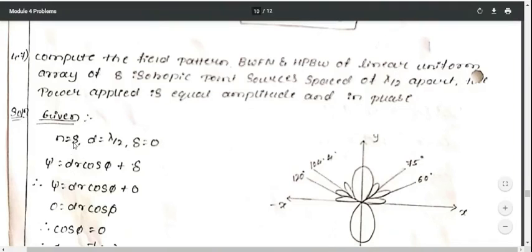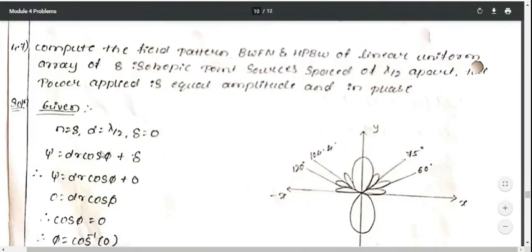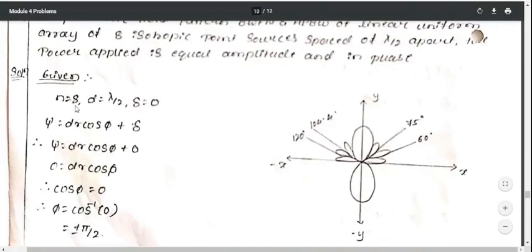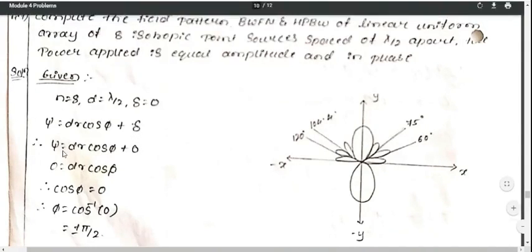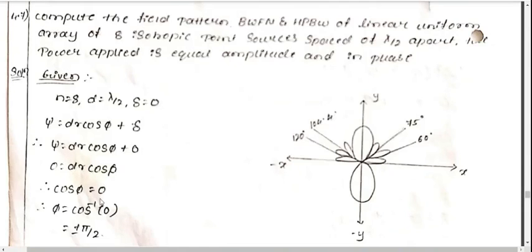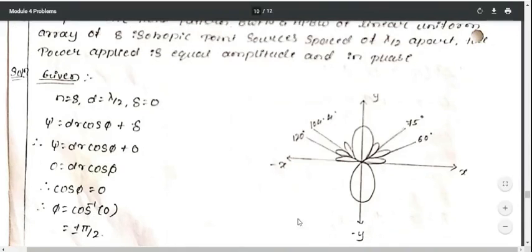Okay, 8 isotropic point sources are there, spaced from each other by lambda by 2. So n is equal to 8, d is equal to lambda by 2, and delta is equal to 0. You know again the total phase difference, psi, is equal to dr cos phi plus delta, you have to take care. Substituting delta is equal to 0 and psi is equal to 0, you will have dr cos phi is equal to 0, cos inverse of 0 is pi by 2.